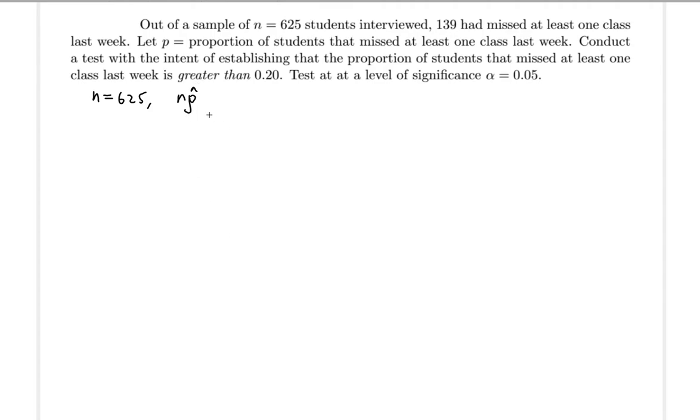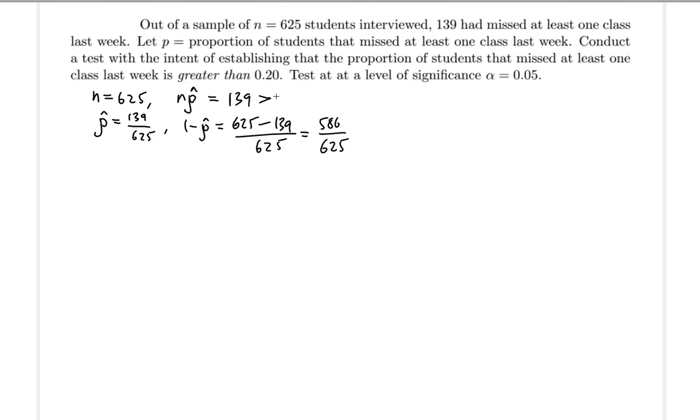Okay, now to test the np value, we have to find the p hat first. The p hat will be the proportion of students that missed at least one class last week out of the 625. The proportion is going to be 139 over 625. Then 1 minus p hat, we're going to need that as well for checking, is going to be 625 minus 139, the remainder of the students that is not part of that proportion, divided by 625. So that should give you 586 over 625. So n p hat is going to be 625 multiplied by this. The 625 cancels out. You get 139.